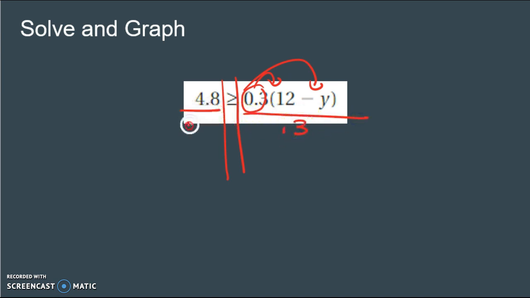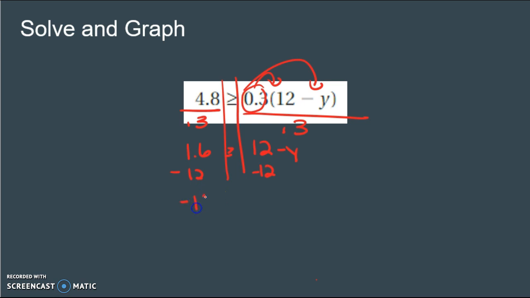So if I divide by 0.3, divide by 0.3. Now, the reason I do that is because I know that 4.8 divided by 3 is going to be a relatively easy number, just because if you move the decimals on those and you have 3 and 48, 3 goes into 48 nicely. So 4.8 divided by 3 would be 1.6. So 1.6 is greater than or equal to 12 minus y. And since I got that 0.3 out of the way, now I can get rid of those parentheses. Now my next step is to subtract 12 from both sides.